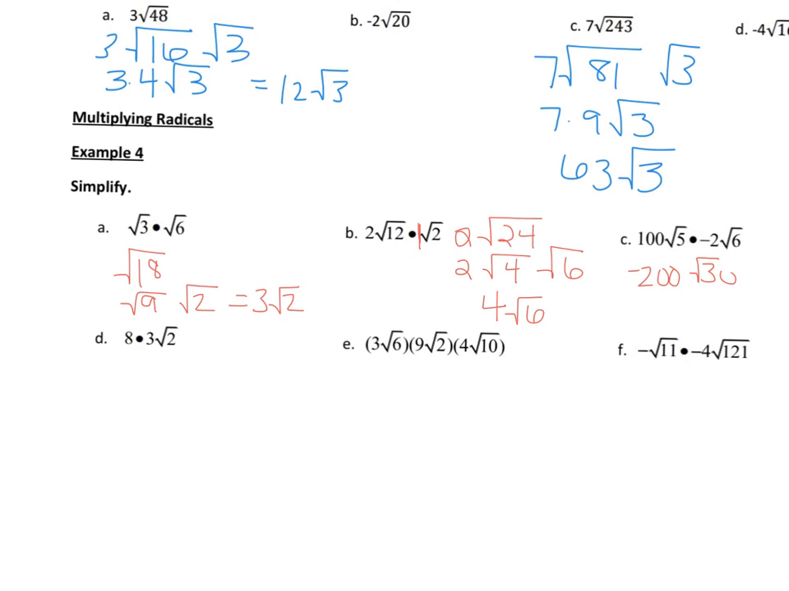So we're going to do the same thing on E. We have 3 times 9 times 4, which is 108, and then 6 times 2 times 10, which is 120. We want the perfect square that goes into 120, which is 4. Square root of 4 is 2, times 108 is 216. And that's pretty much it.